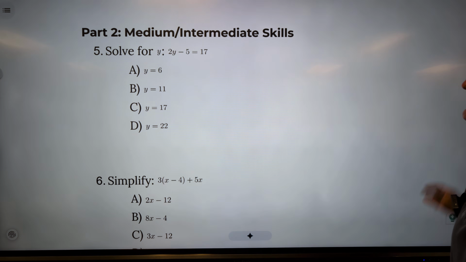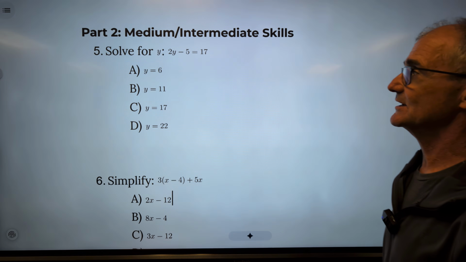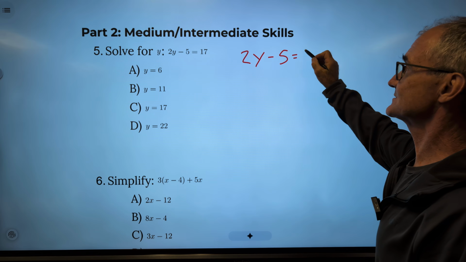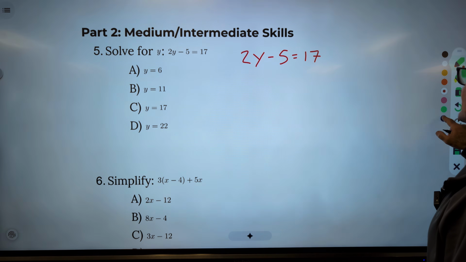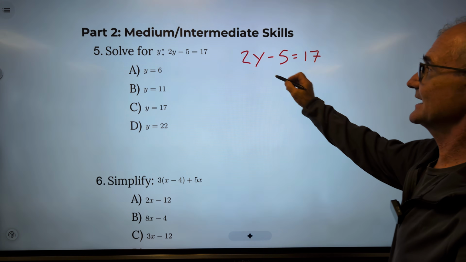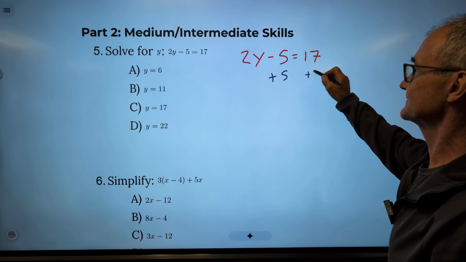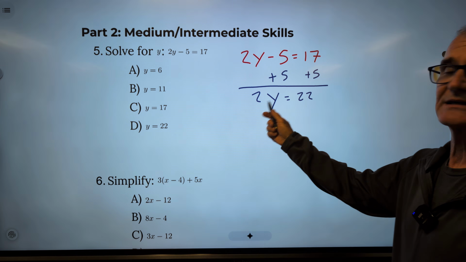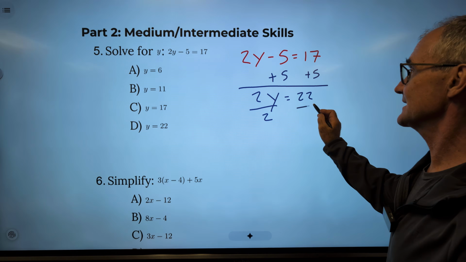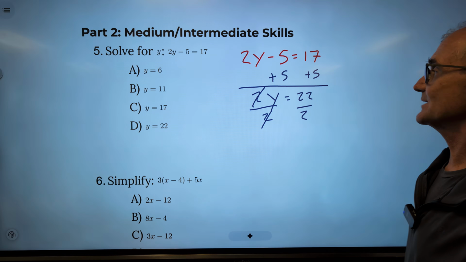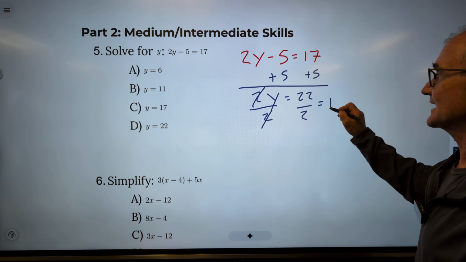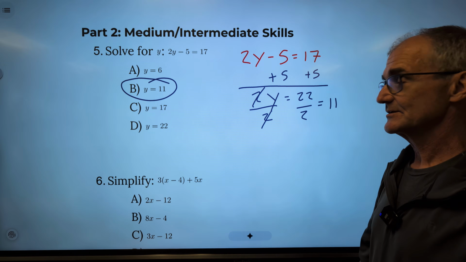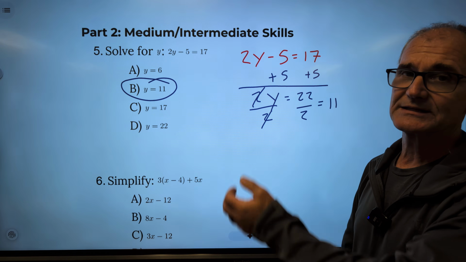All right, on to the medium problems. Pause the video, give this one a try. Here we go. 2y minus 5 equals 17. Trying to get that y by itself. I'm going to add 5 to both sides, giving me 2y is equal to 22. This is being multiplied, so I need to divide. These cancel. y is by itself. 22 divided by 2 is 11. Correct answer, answer B.